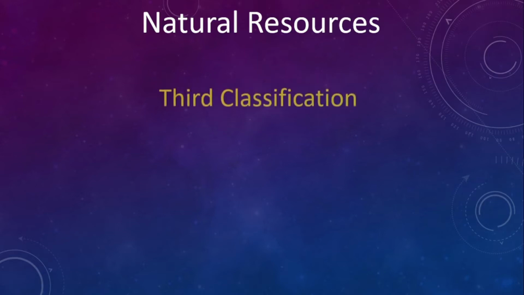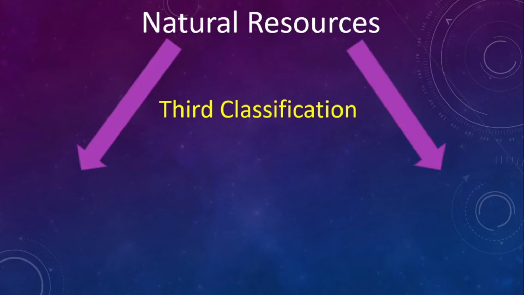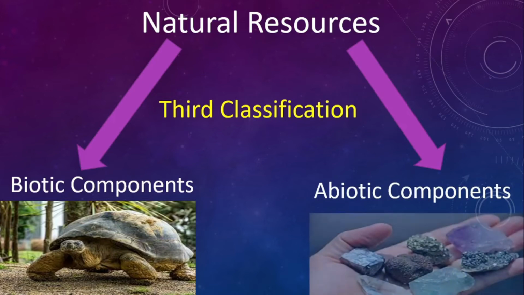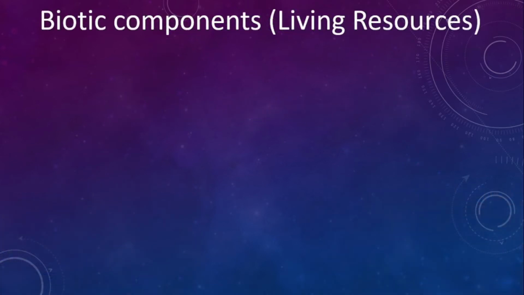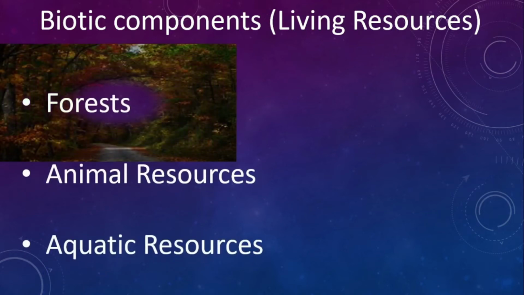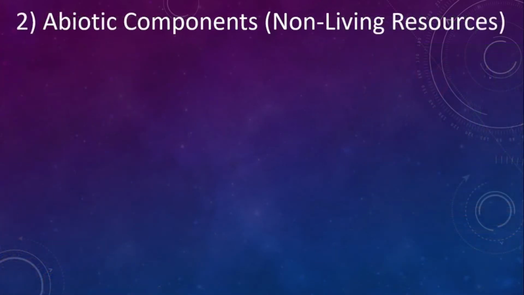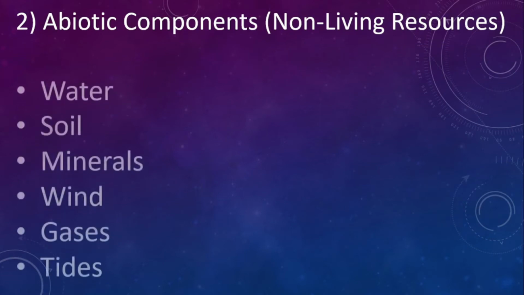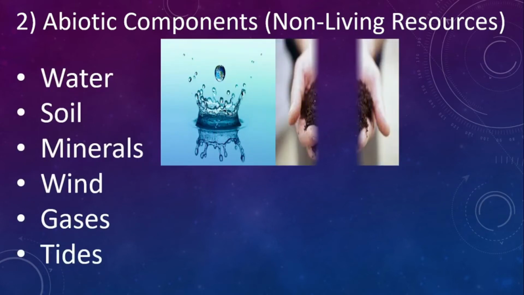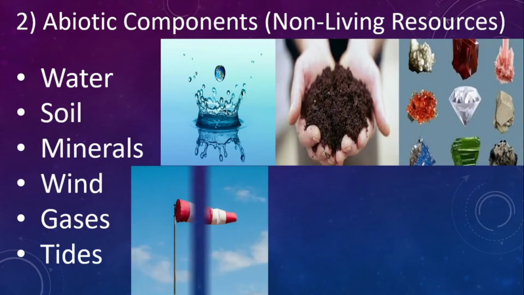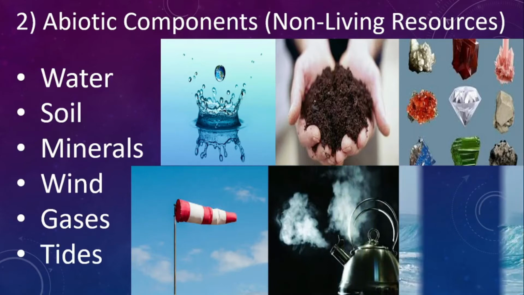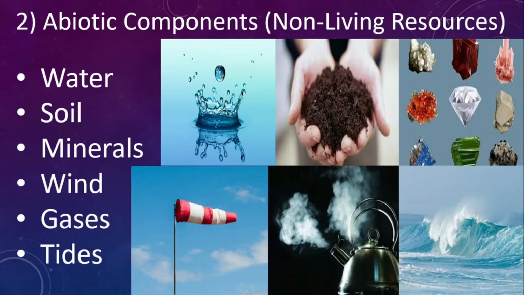Now it's time to look at the third classification. Natural resources can be classified into biotic components and abiotic components. Biotic components. Biotic means related to living resources. Examples: forest, animal resources, aquatic resources. Abiotic components. Abiotic means related to non-living resources. Examples: water, soil, minerals, wind, gases, tides. That's all for the classification of natural resources.